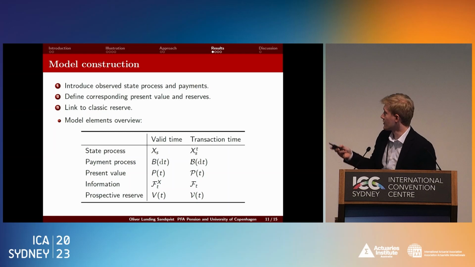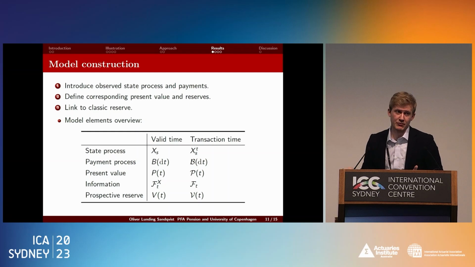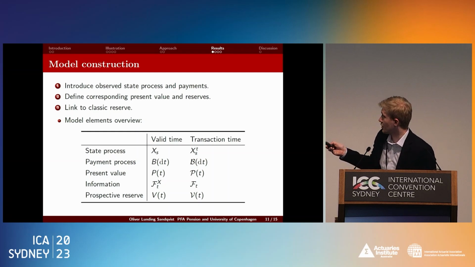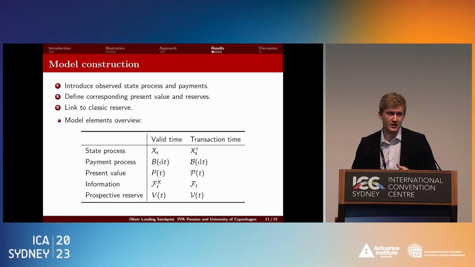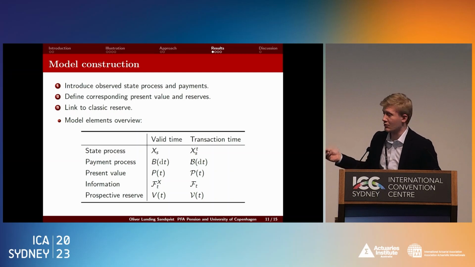And this continues down. So you have a payment process here in valid time, which is the one that would be generated if you knew the X process, but in transaction time, you might pay out something different. So these are the observed payments in real time. And then you define the present values as the discounted future cash flows. You have some different informations in the two models, and then you define the reserves as the conditional expectations of these present values given the corresponding information.